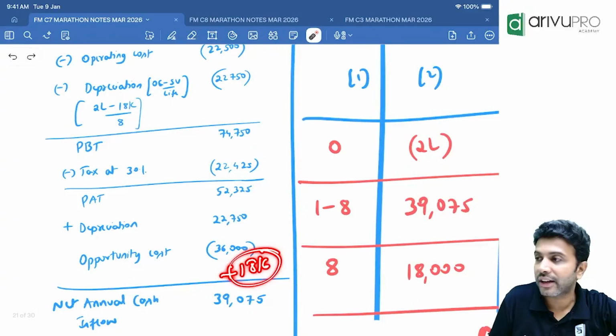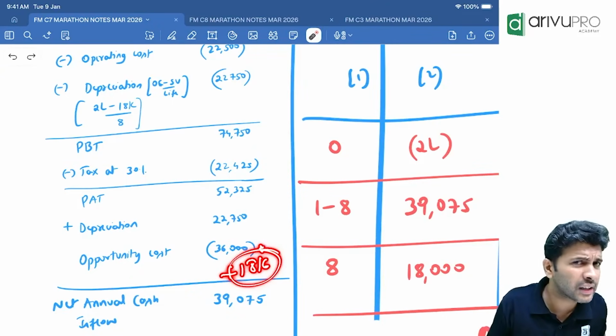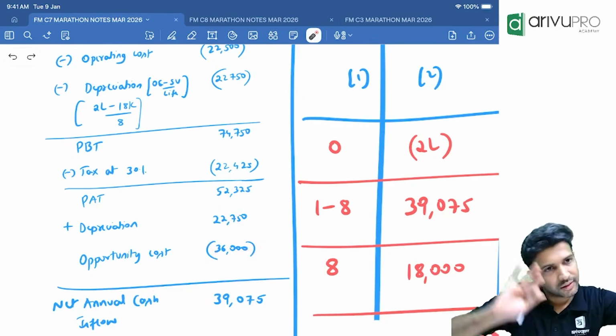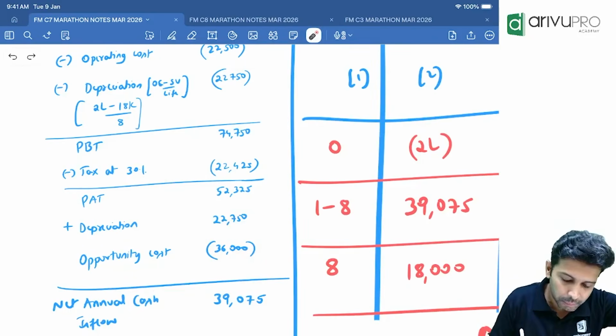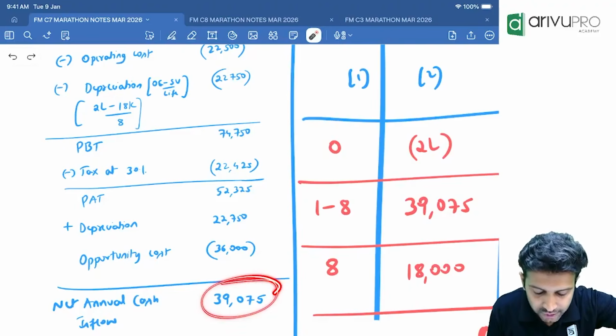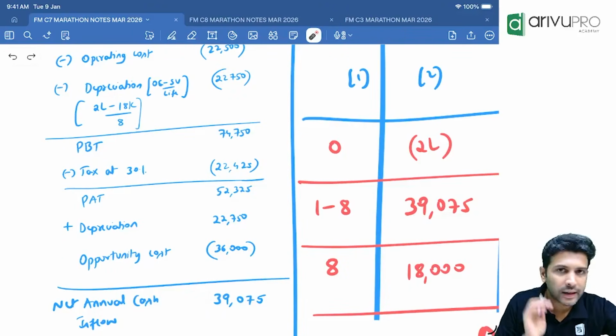Sir, if I write plus 18,000 here, it means this 18,000 we will get every year. Salvage value you will get every year? No, you will get it only once. We have to consider salvage value, but we can't consider it here. I'll consider it in the next table. Why? Because it doesn't come every year. Okay now people, how much is your net annual cash inflow? We have got 39,075.